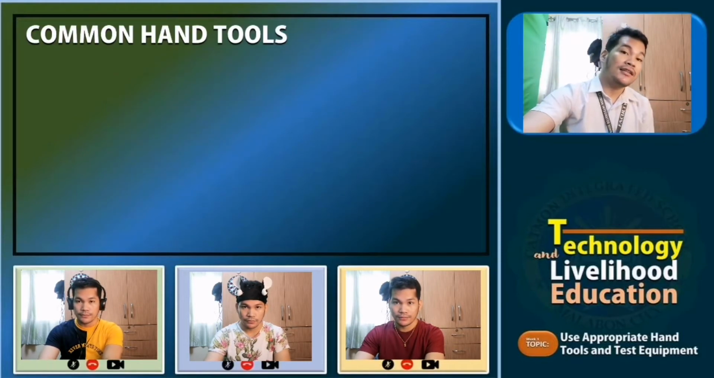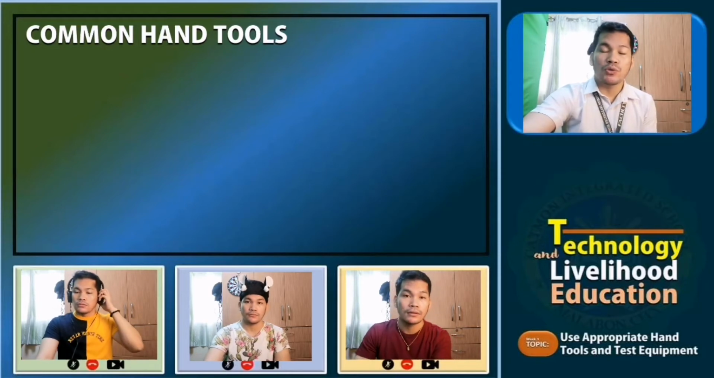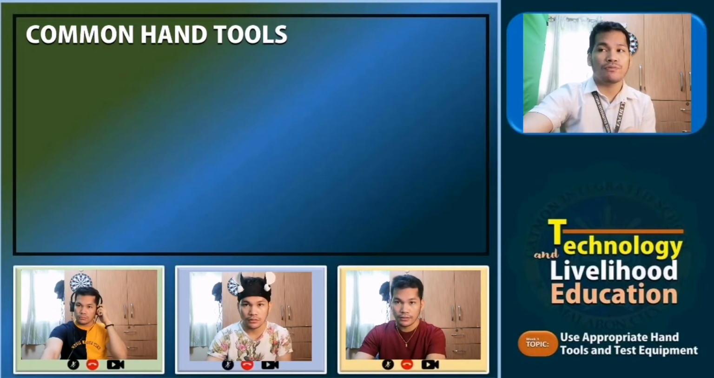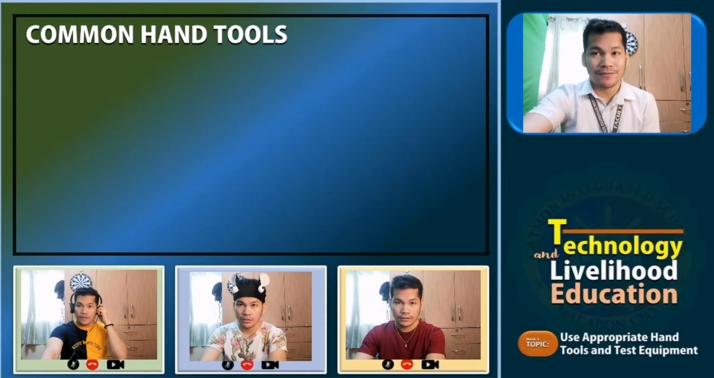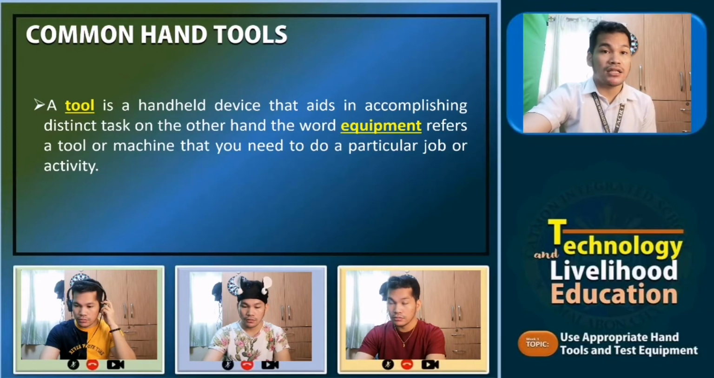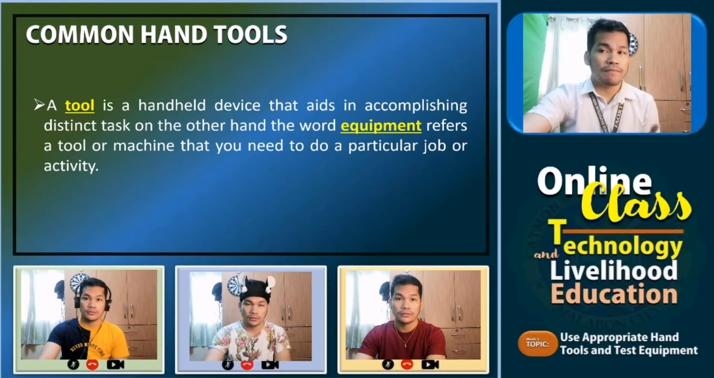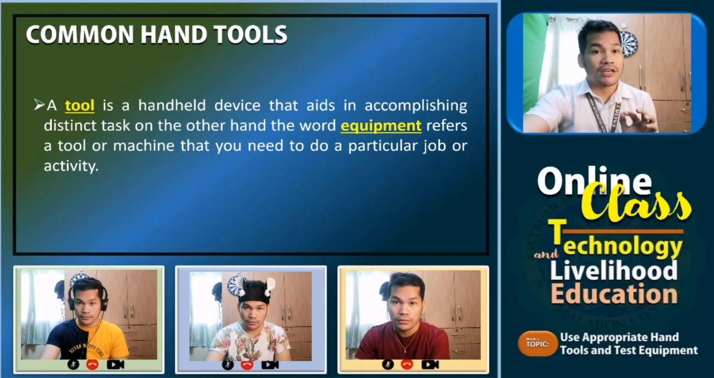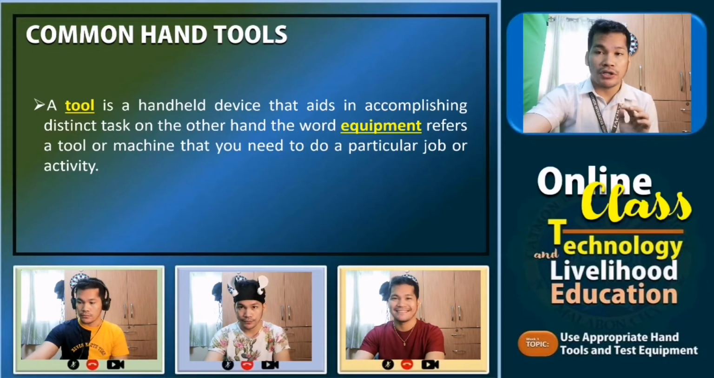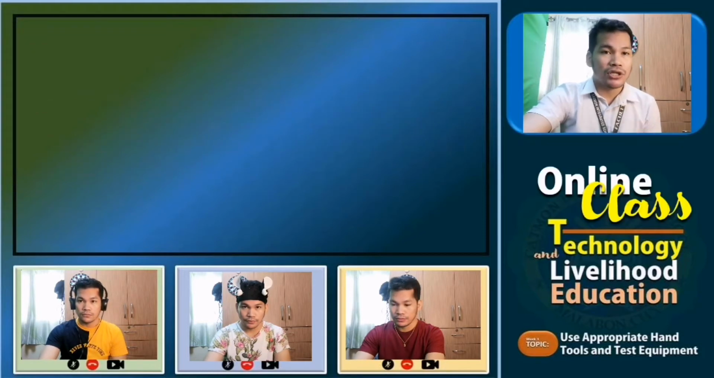Alright, and let us start our discussion. So before you start working, it is essential to know the tools and equipment that you need in order to perform the assigned task properly. Okay? So a tool is a handheld device that aids in accomplishing distinct tasks. But on the other hand, the word equipment refers to a tool or machine that you need to do a particular job or activity. Okay, so allow me to present to you some of the common hand tools.